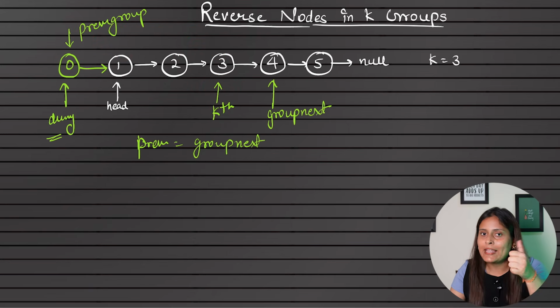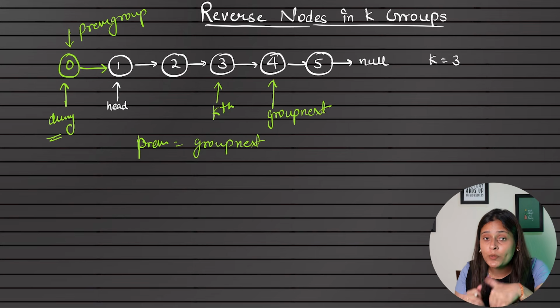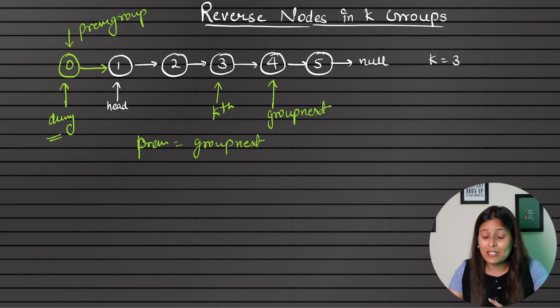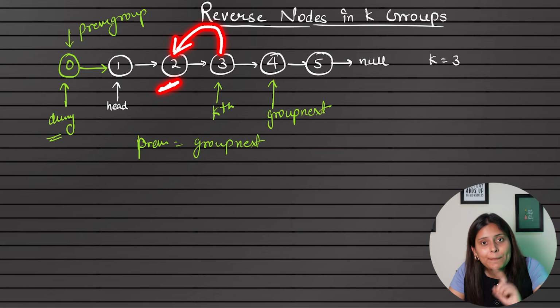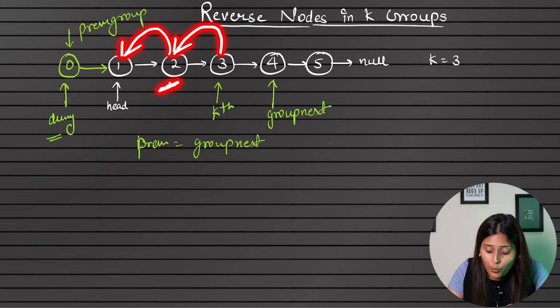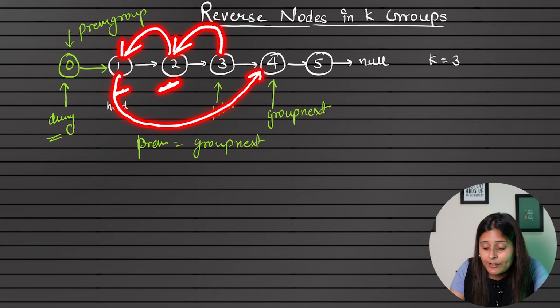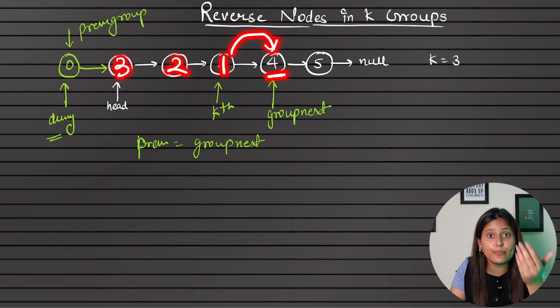For reversal, there should be a previous pointer and a current pointer. I am assuming you know how to reverse a linked list, because if you don't, then this question does not make sense. So to reverse it, previous is needed. How did I decide 4 will be my previous? Because to reverse, 3 needs to be connected with 2, and for that 2 should be its previous. Similarly, 2 needs to be connected with 1, and 1 needs to be connected with 4. Because then only it will become 3, 2, 1. So 1 needs to be connected with 4, so 4 needs to be its previous, right?